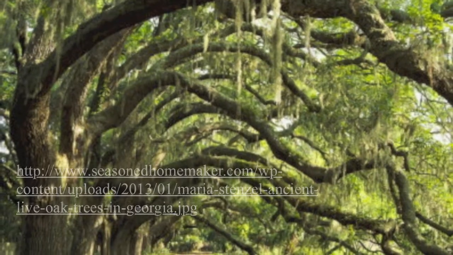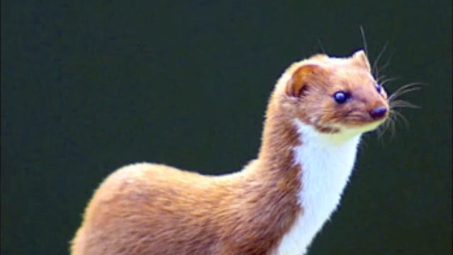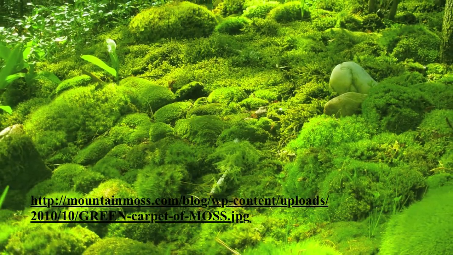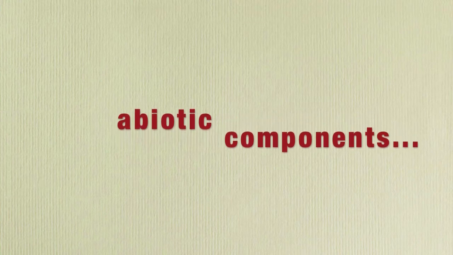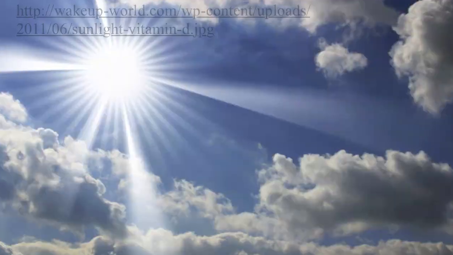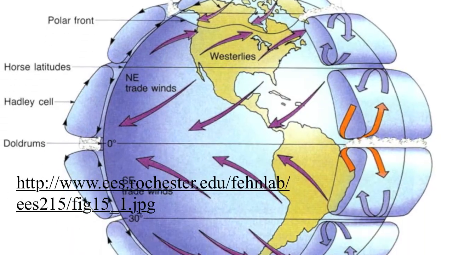Some biotic factors of the deciduous forest include deciduous trees, oak trees, birch trees, eastern chipmunks, red-tailed hawks, least weasels, coyotes, and carpet moss. Some abiotic components of the deciduous forest include soil, sunlight, competition for space, rain, and wind patterns.